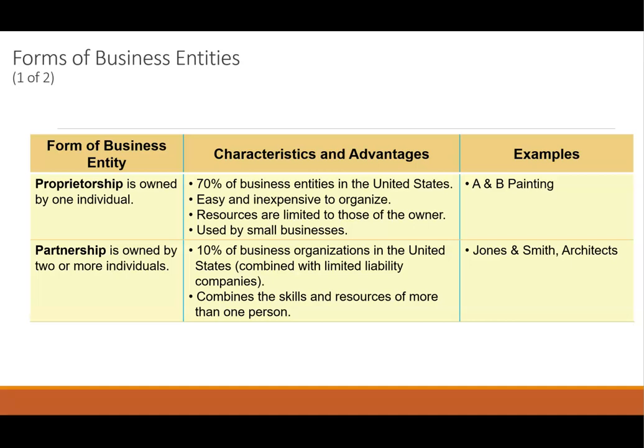in the United States. Now, that doesn't mean that's the most amount of where the money comes from, but there are more proprietorships in the United States than anything else. 70% of business entities in the United States operate as a proprietorship. It's easy to organize. You just say, I'm going to start a business, and there you go. It's easy to quit, and it's the resources of an individual, and it works.